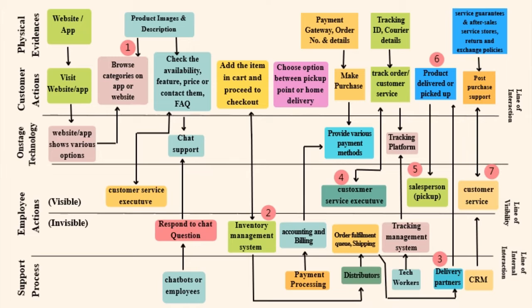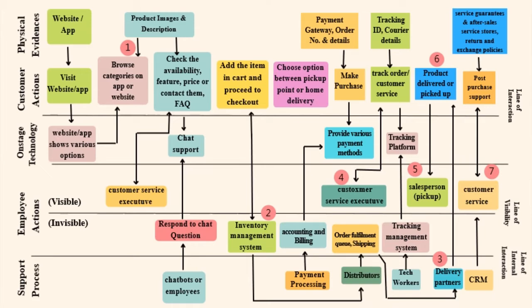and later he checks the product features, price, availability, compares it with other players, reads reviews, and sometimes refers to the service support by chat support or directly calls the customer service executive. Chat support or direct calls are the visible, on-stage employee actions to respond to these customer actions, which are supported by an AI-based chatbot system and employees who respond to these chats.